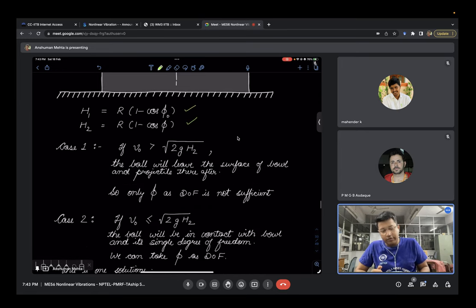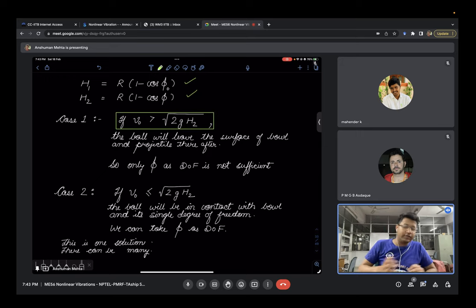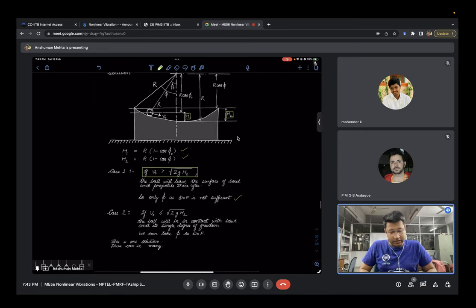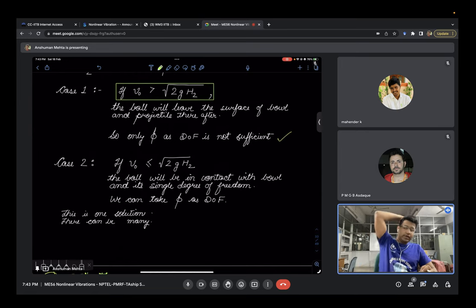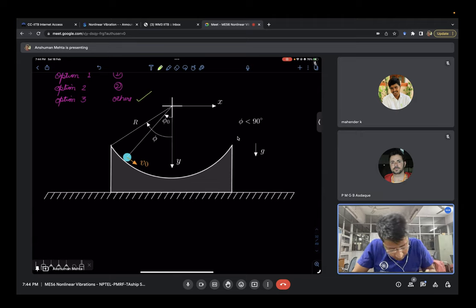If v naught is greater than this height, then the ball will leave the surface of the bowl and become a projectile thereafter, so only phi as a degree of freedom is not sufficient. Now if v naught is less than this term, then the ball will stay in contact with the bowl and it is a single degree of freedom, and we can take phi as the degree of freedom. So there is no single solution, there can be many. Somebody can say this is constraint number 1 and down here is constraint number 2. From here to here it is constraint number 1, and after this is constraint number 2.